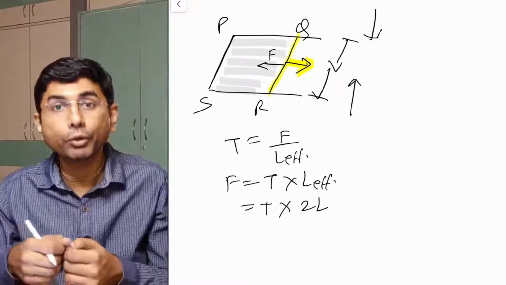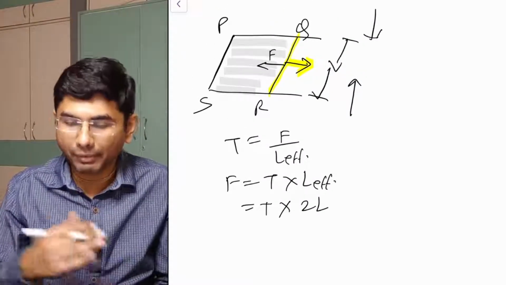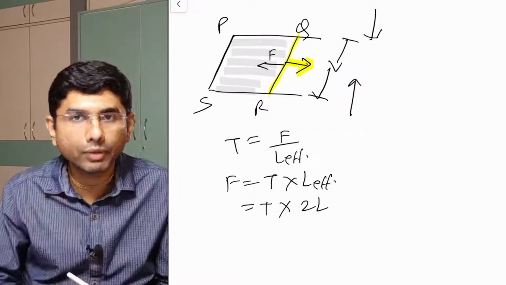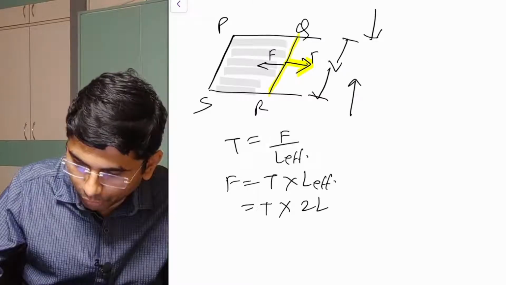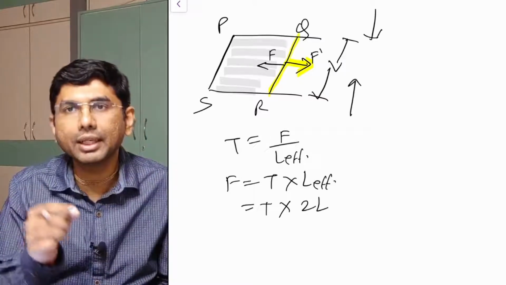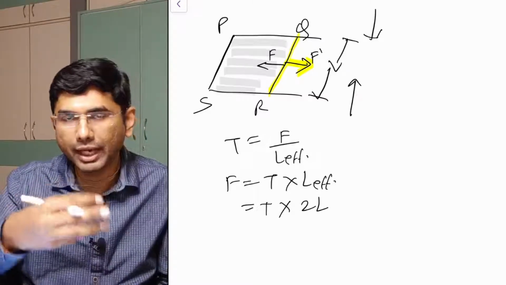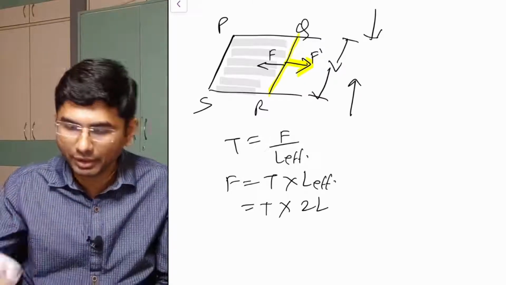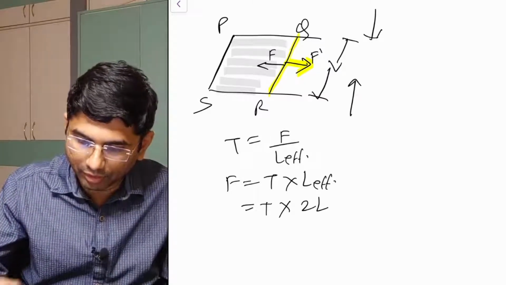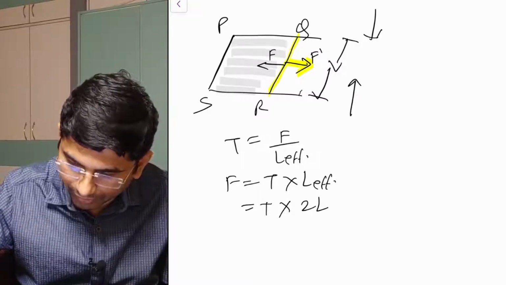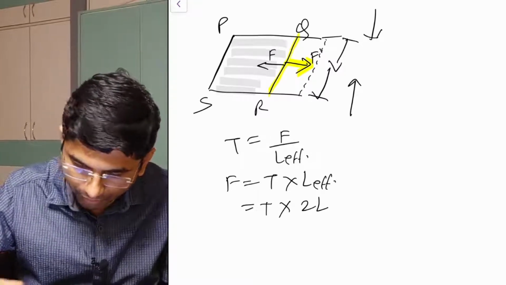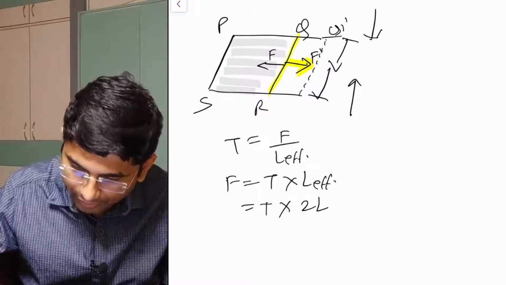Now if I want to increase the surface, I need to do some work. What I am doing is applying a very small force F dash, which is nearly equal to F. Because it's a little more than F, this side RQ gradually shifts to another position, and after some time I make it into Q dash, R dash.